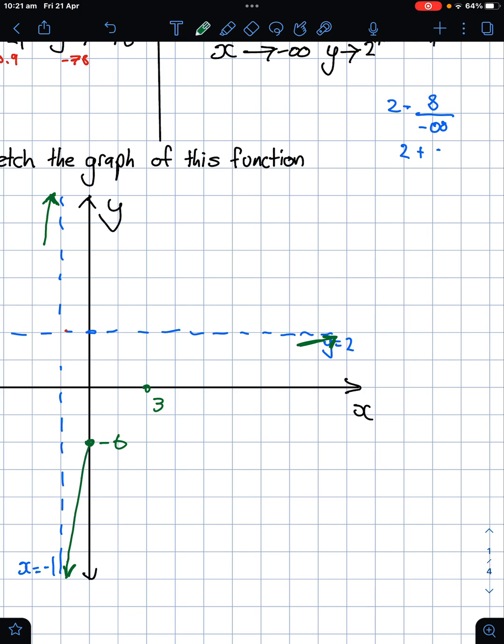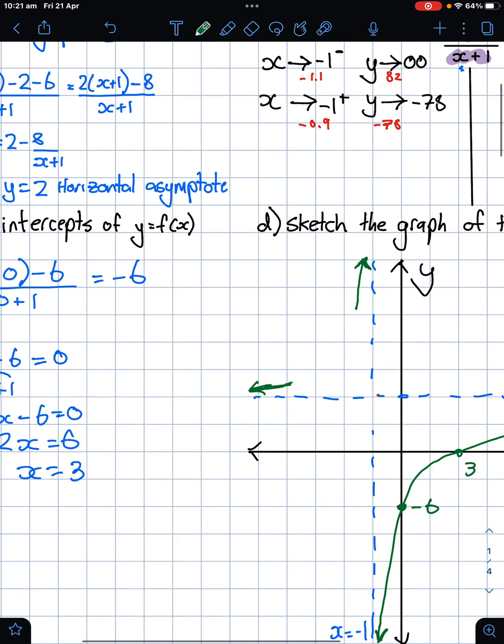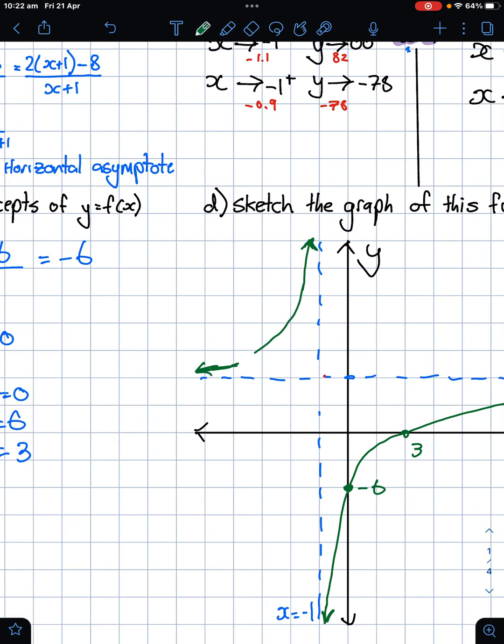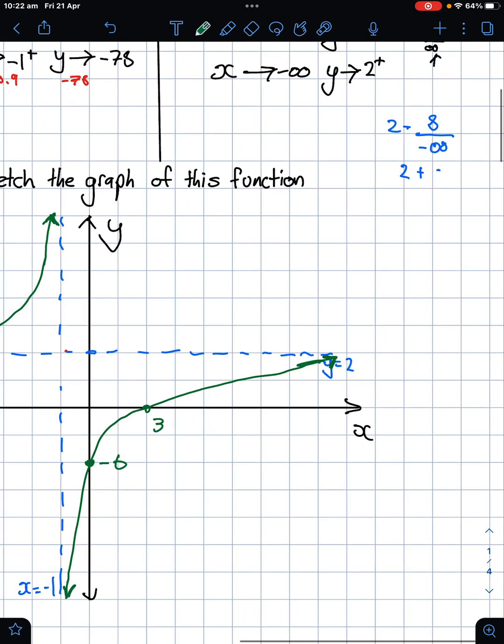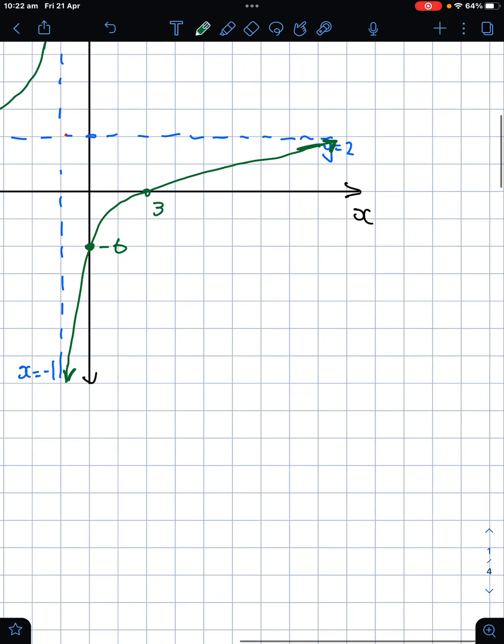And so this now goes something like so. And then over here, we don't have any points that we sort of care about, so we're just going to sketch that shape in. Now I've finished.